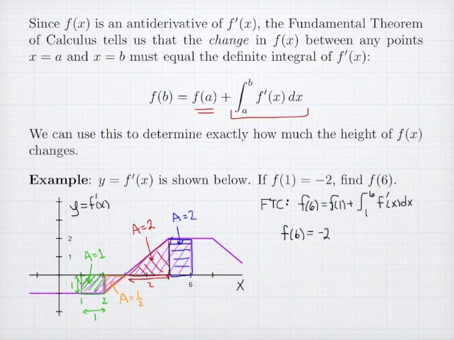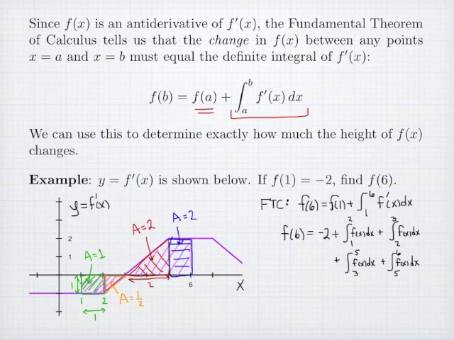f of 1, negative 2, plus, if I were to think through all the steps, it'd be the integral from 1 to 2 of the function. That's the square. Plus the integral from 2 to 3 of my function. That's the small triangle. Plus the integral from 3 to 5 of my function. That's the big triangle. And the integral from 5 to 6 of my function. And that's the narrow rectangle.